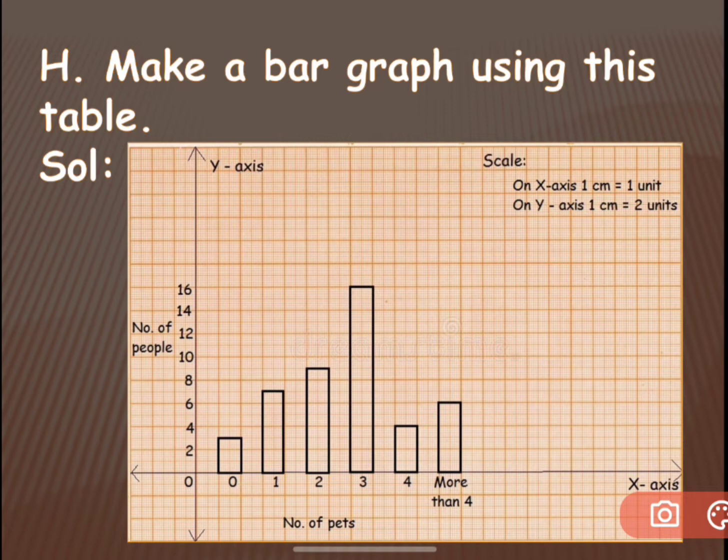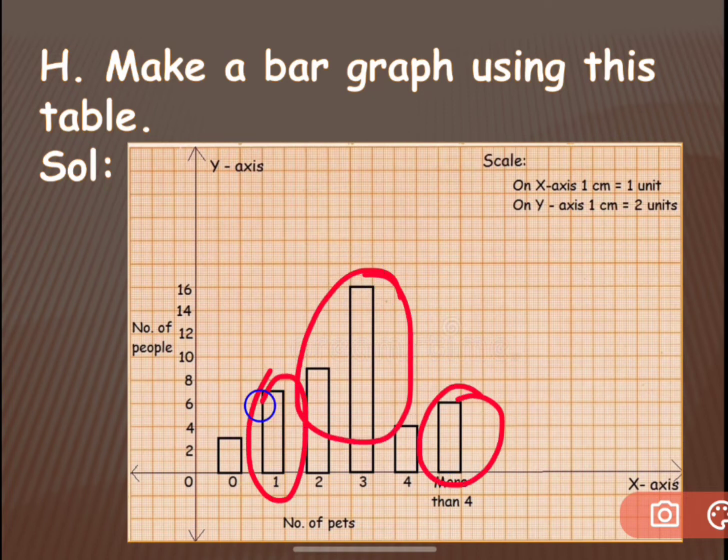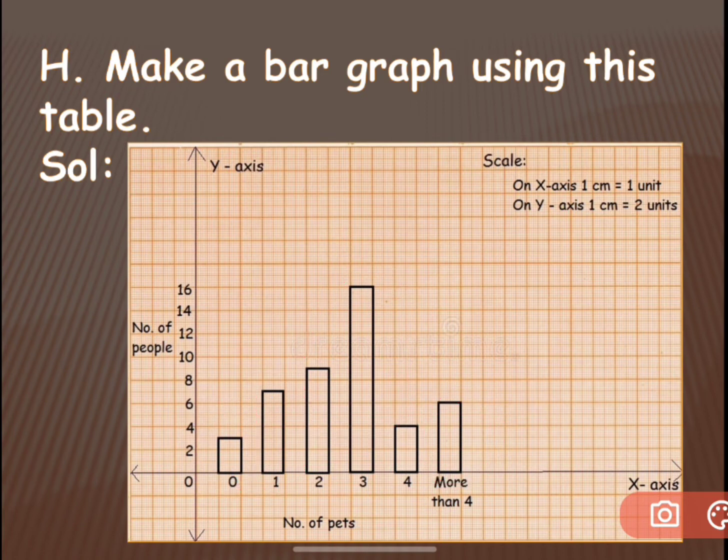So here, bar graph. See, when you look at this, you have bars like chocolate bars, isn't it, children? Rectangles you have. So that is a bar graph. Now on the x-axis, if you see the table before, children, you have zero pets, one pet, two pets, three pets, four pets, and more than four pets, isn't it? So you have to write that on your x-axis.